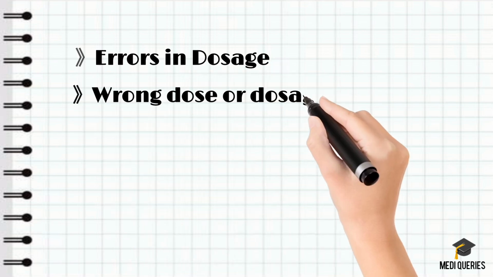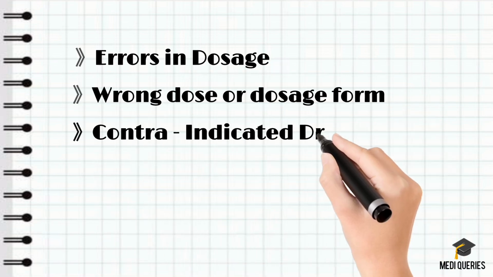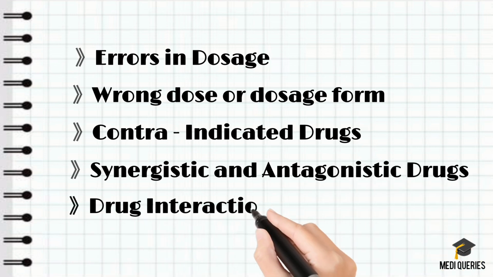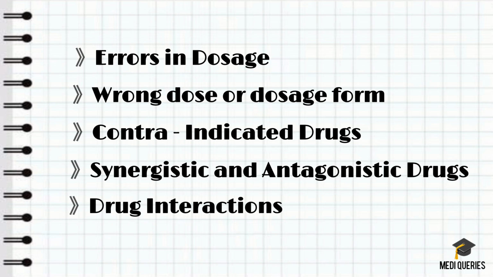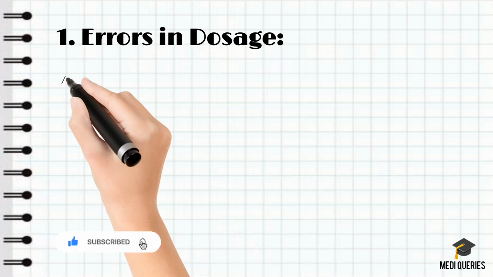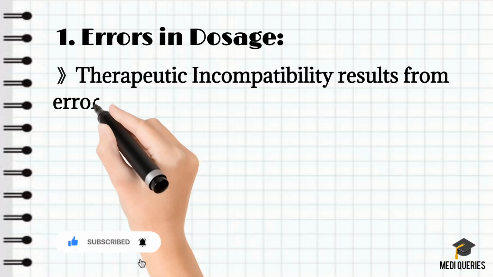So this occurs mainly due to various reasons like errors in the doses, wrong doses or doses from contraindicated drugs, or through synergistic and antagonistic drugs, or by drug interactions. By all these reasons there will be a chance of therapeutic incompatibility. So we will see clearly one by one here. First, start with errors in the doses.